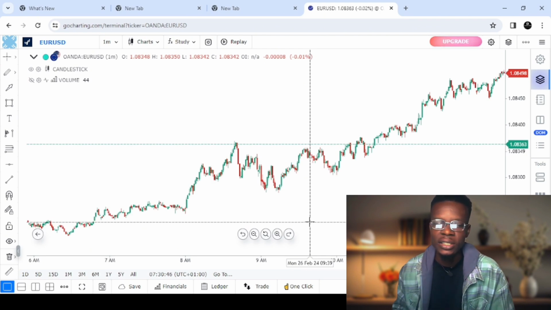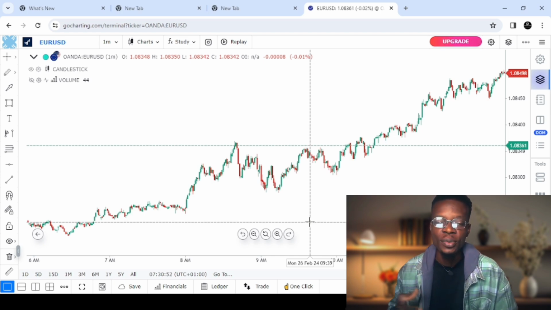You don't need 10 indicators to be able to be profitable. All you need is just 1 or 2 setups, and then you need to be good at repetition, and you need to have the right trading psychology to be able to be a profitable trader.